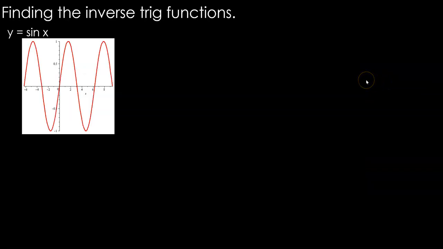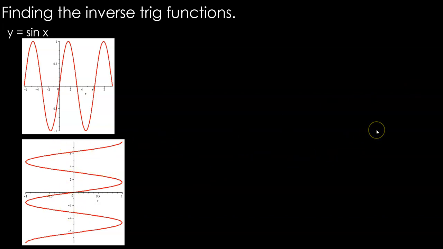So let's find the inverse trig functions. First off, when you find inverses algebraically, you switch your x's and your y's, and then you solve for y. When you do that graphically too, you switch your x's and your y's, which effectively reflects the graph across the line y equals x. So let me take my sine graph, and I'm going to flip it, and I get something like that. Now, obviously, this is not a function. It fails the vertical line test. It's all over the place.